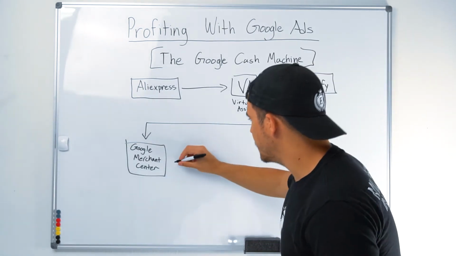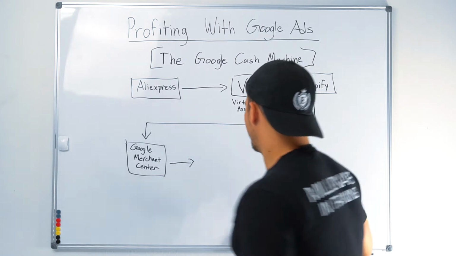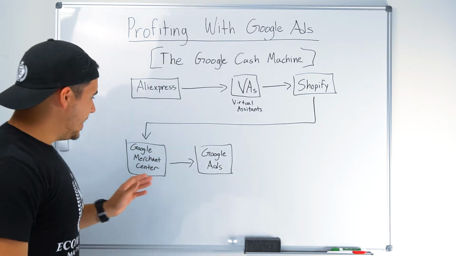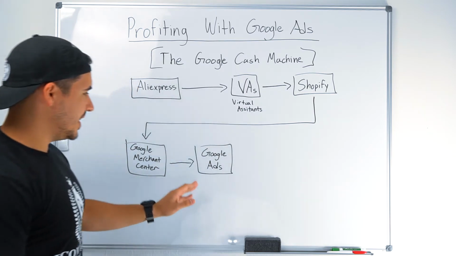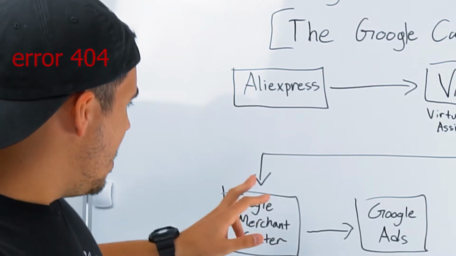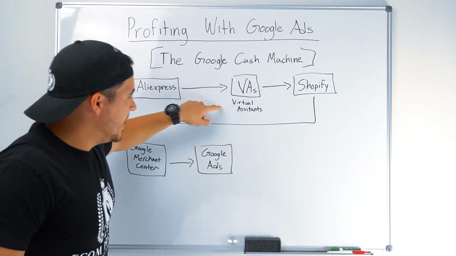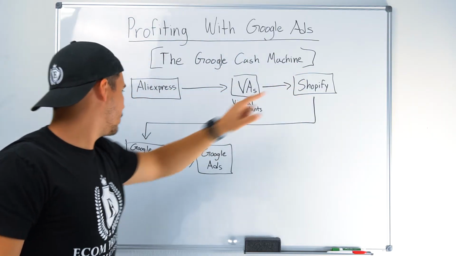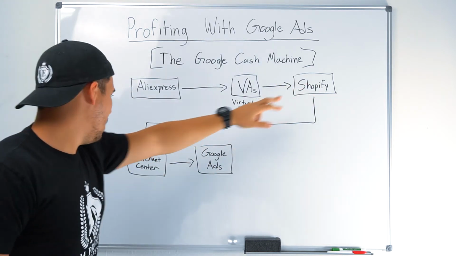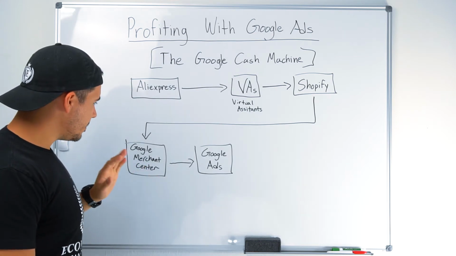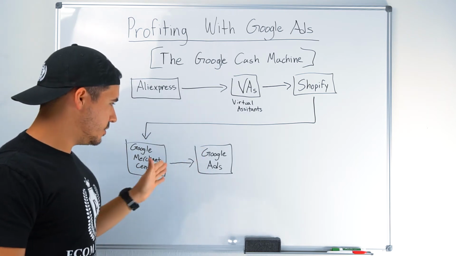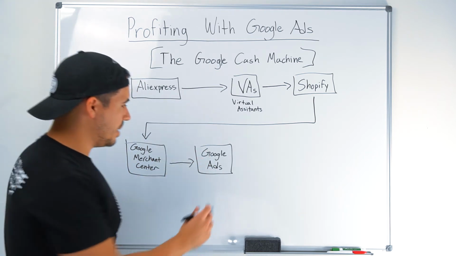Now, here's where the magic happens. The Merchant Center links to Google Ads itself. This allows us to basically test all of our products, and I'm going to tell you how we test these products right now. The VAs grab the products, put them on our Shopify store, and through the Merchant Center, which is an app on Shopify, we connect it. A feed goes into our Merchant Center and all of our products are here. This automatically pushes our products to Google Ads. We link these two. And now on Google Ads, this is where the magic happens again, guys.